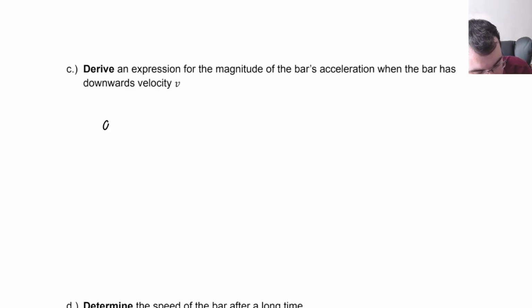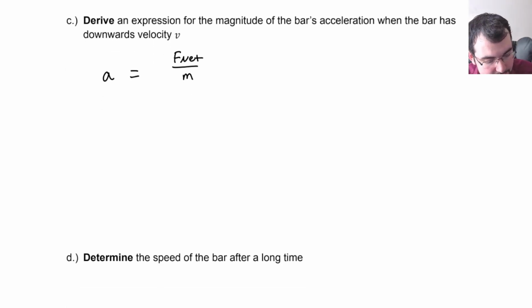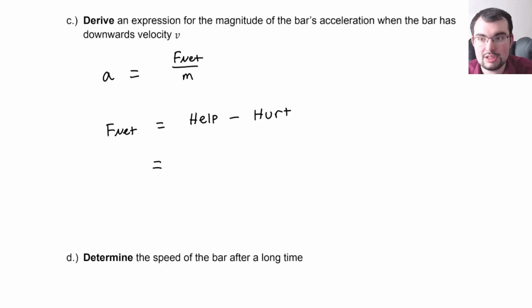So if we want acceleration, we know acceleration is F net divided by m. And we can say that F net is equal to the forces helping the motion of the bar minus the forces hurting the motion of the bar. So what's helping the bar move downwards? That's the gravitational force, mg. What's hurting the bar's motion? That's the Bill force, the magnetic force BIL.